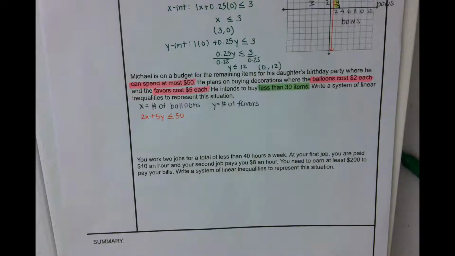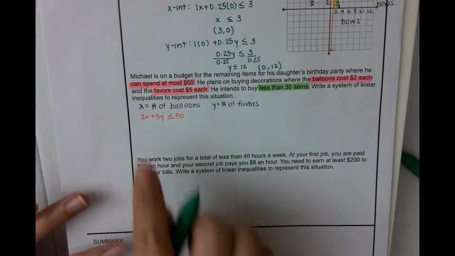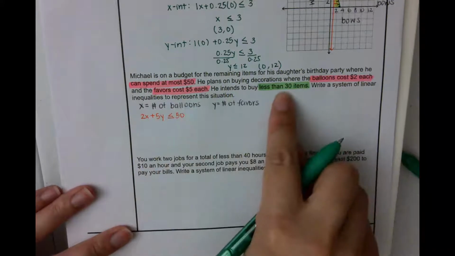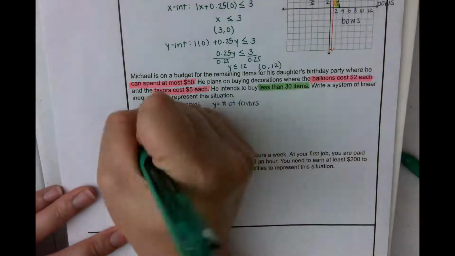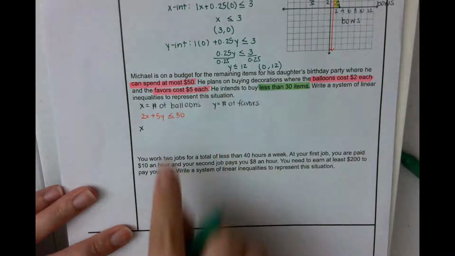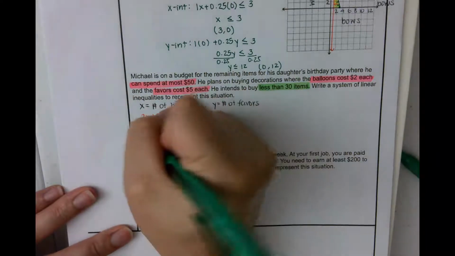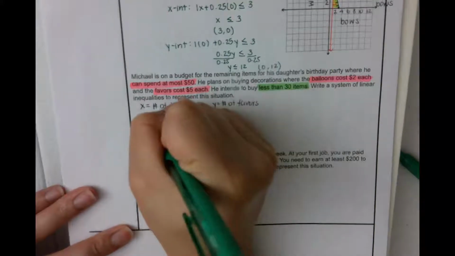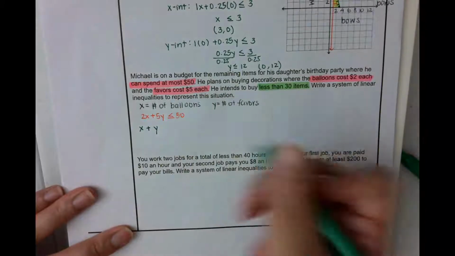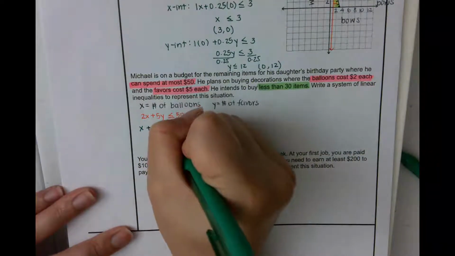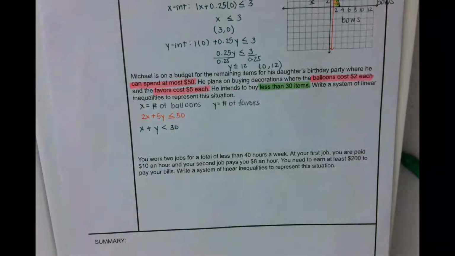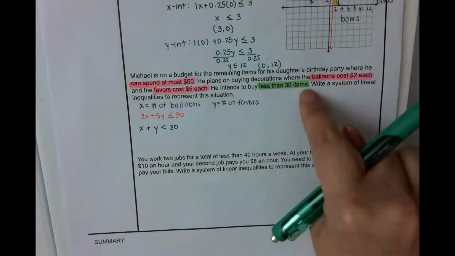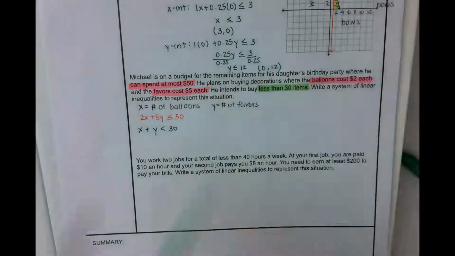Then, my other total is that he's going to have less than 30 items. So the number of balloons, which is x, plus the number of favors, which is y, we know has to be less than 30. And that is my inequality. I could use Desmos to help graph it for me. And anything in the overlapped regions will be the combination of balloons and favors that is less than 30 items and costs less than $50.